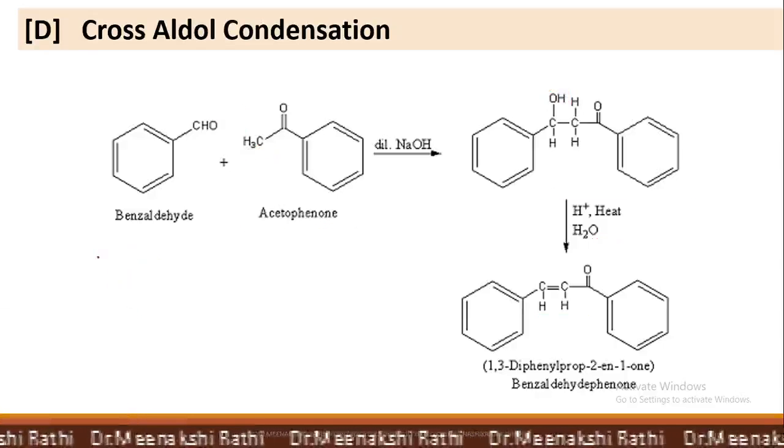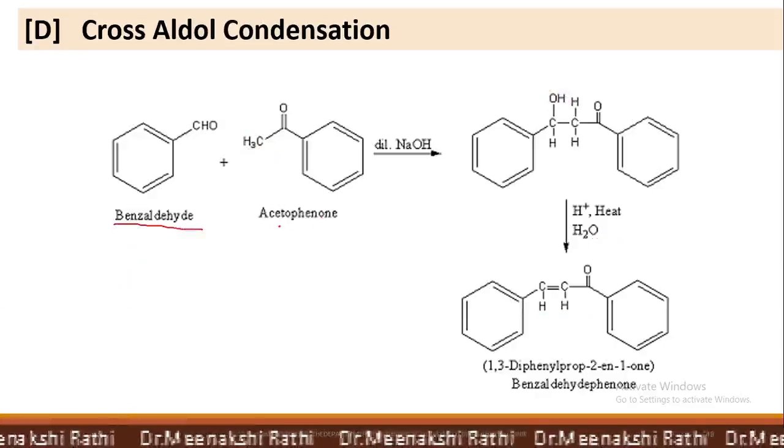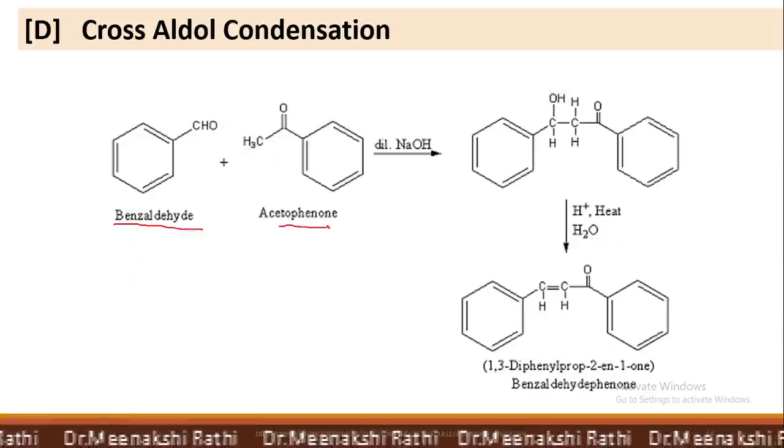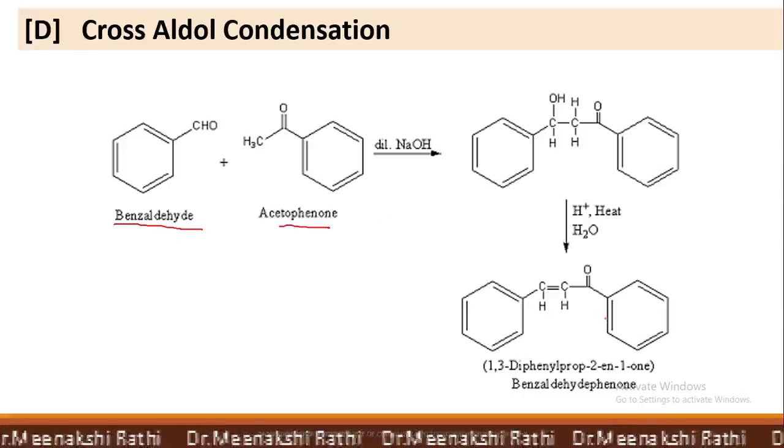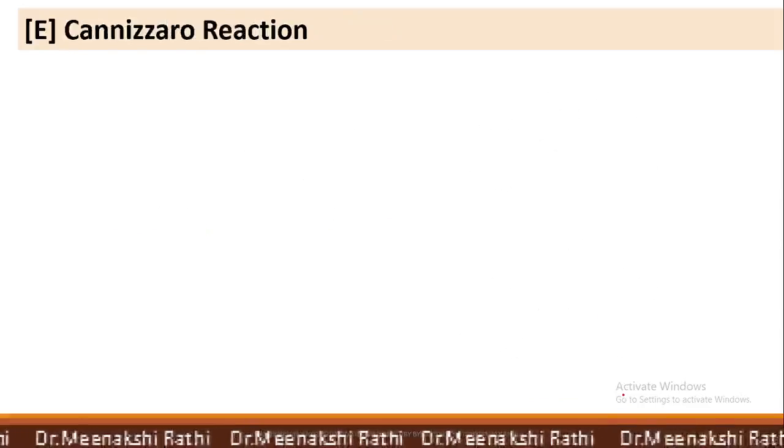Here, one molecule does not contain an alpha hydrogen and the other molecule contains an alpha hydrogen atom. So, we get only one product and it is in good yield.